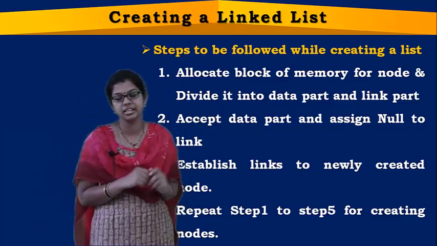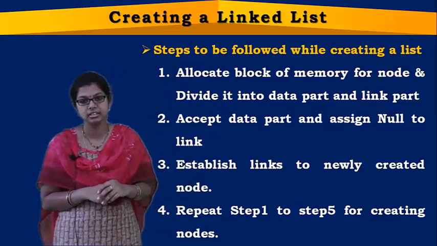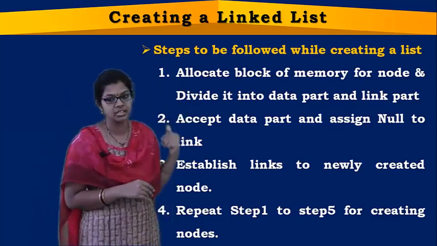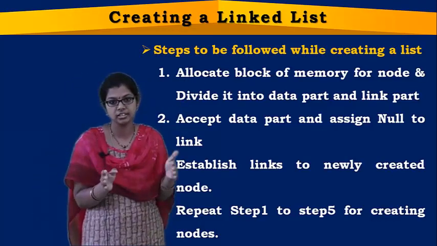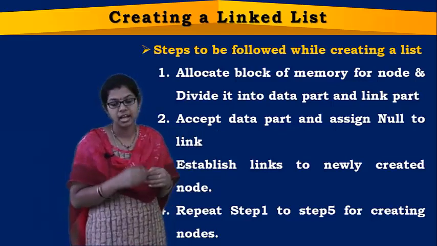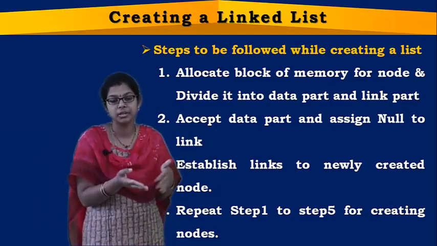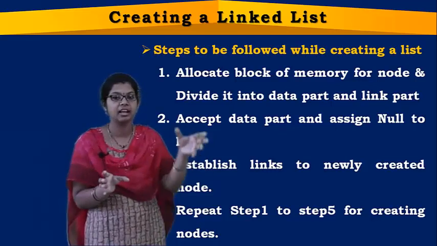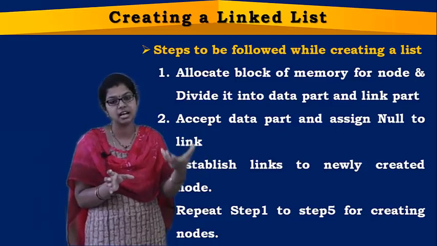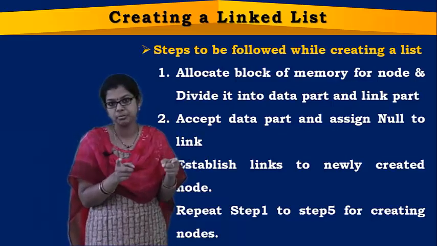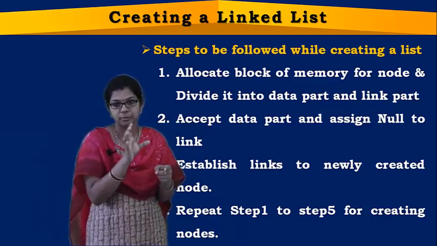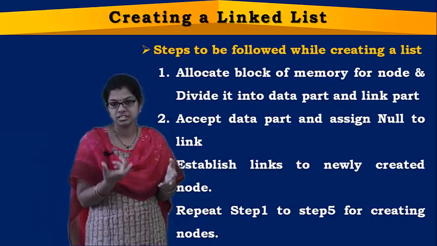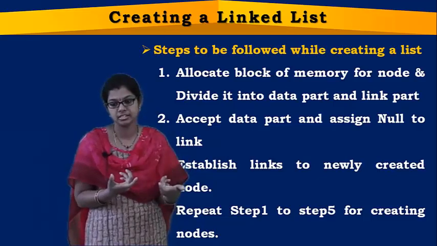So coming to the creation of a singly linked list, we have to follow some steps. The first step is to allocate a block of memory for a node and then divide that block of memory into two parts in such a way that one part holds the data part and another part holds the link part, that is, the address of the next node. Allocate a block of memory for a particular node, and then divide it into two parts such that one contains the data part and the other contains the link part.